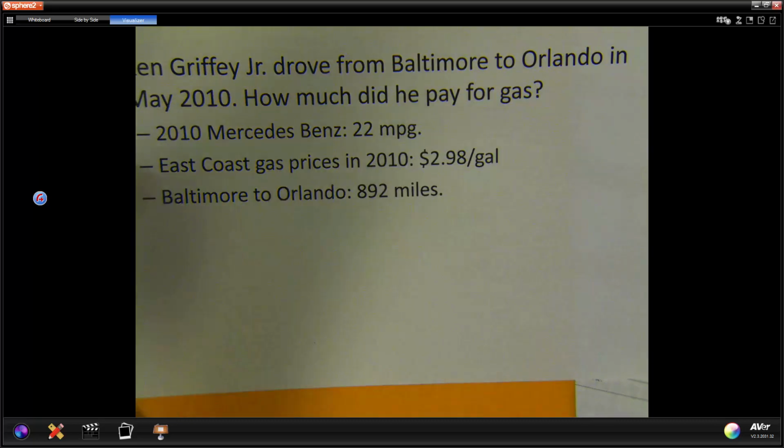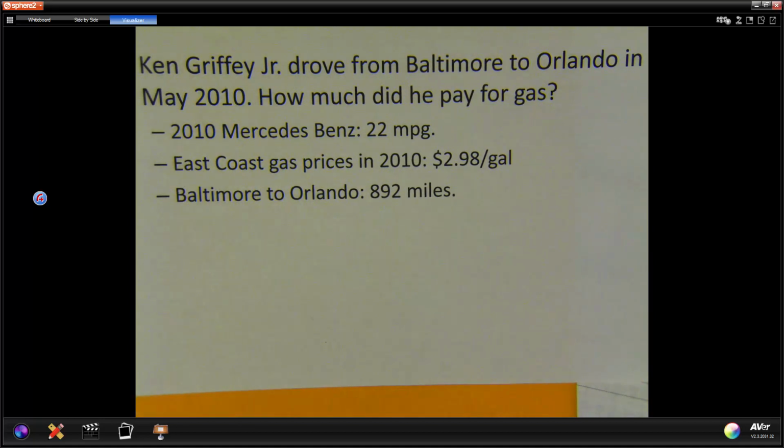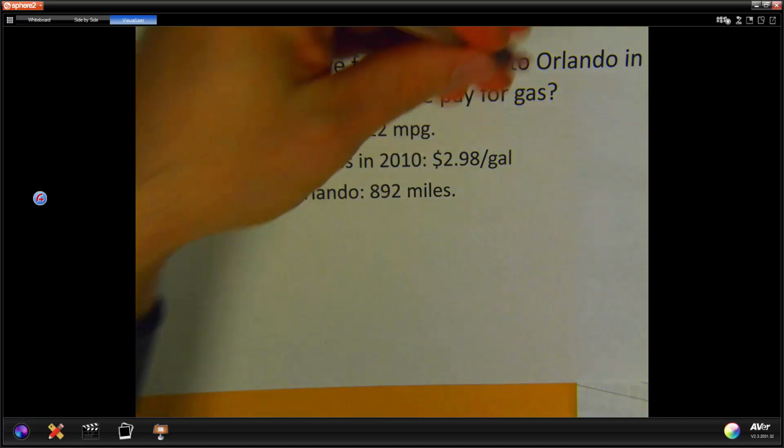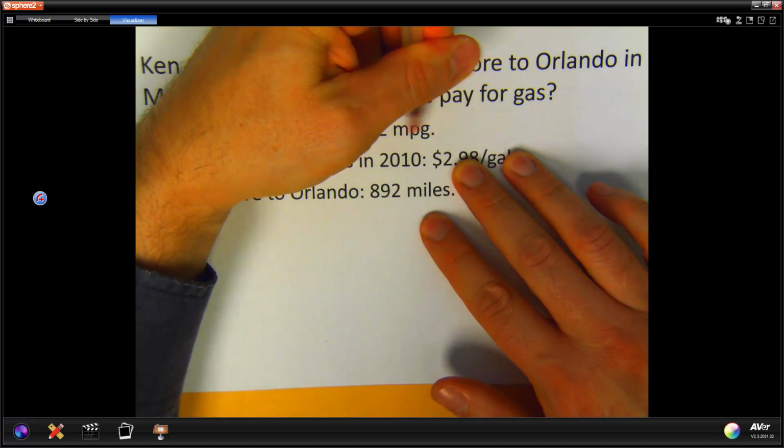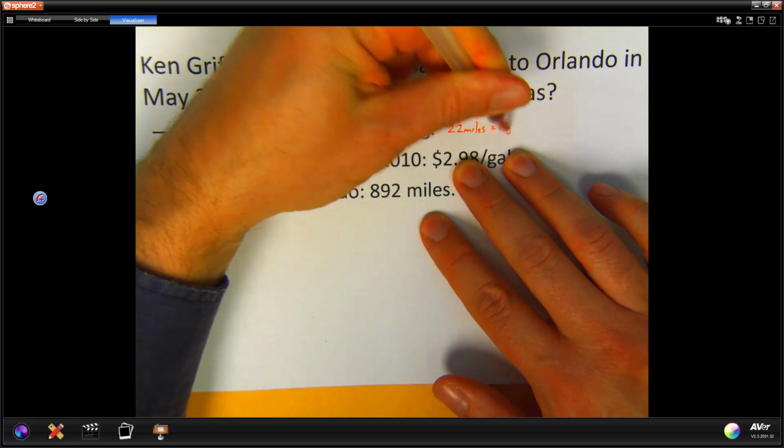Okay, so here is our question. I lived in Seattle, and so I know a little bit about this guy, Ken Griffey Jr., and if you want to know more about his road trip, feel free to Google it, and you'll find out. So Ken Griffey Jr. drove from Baltimore to Orlando in May 2010. How much did he pay for gas? And there's some information here. I don't know specifically that this is what he was driving, but we can just assume for the sake of this problem that he had a 2010 Mercedes-Benz, and we can say that if it has 22 miles per gallon, let's write it this way. 22 miles equals 1 gallon.